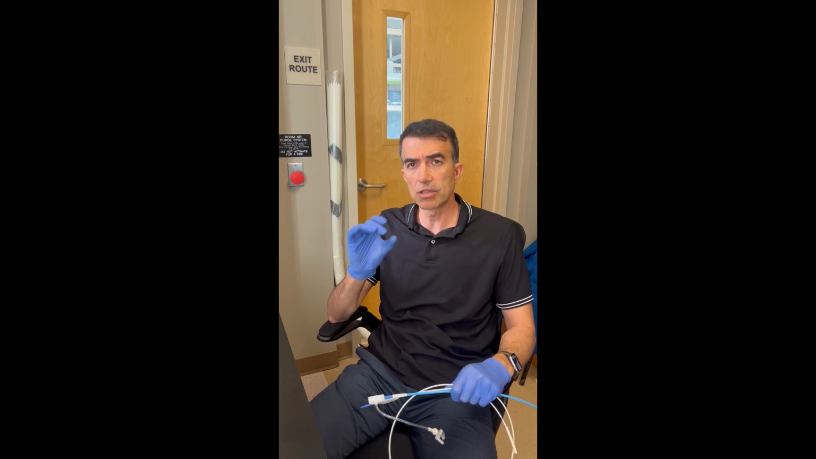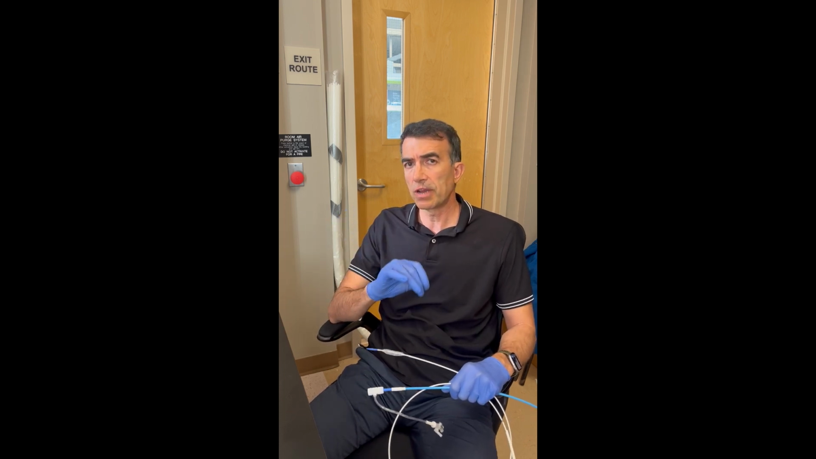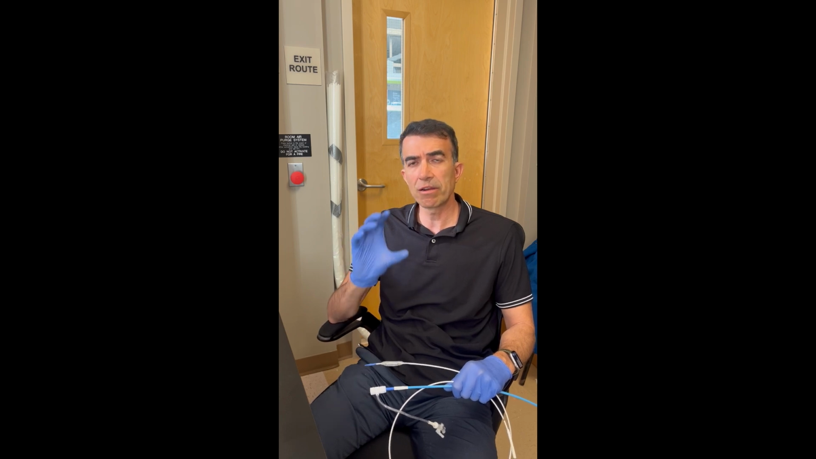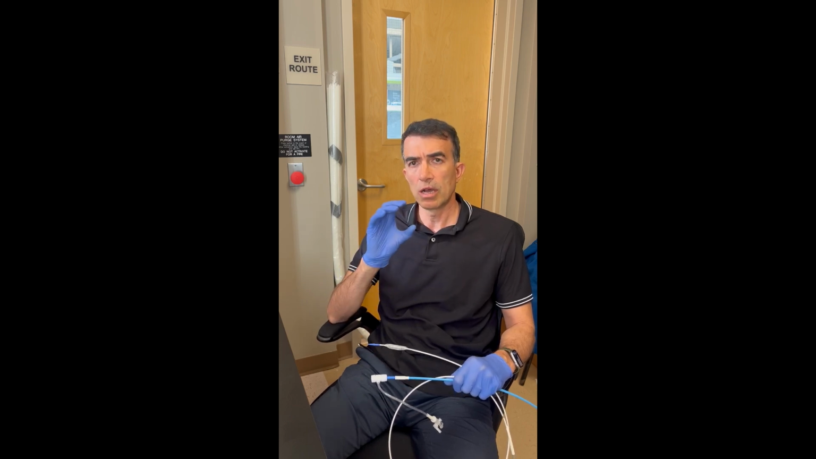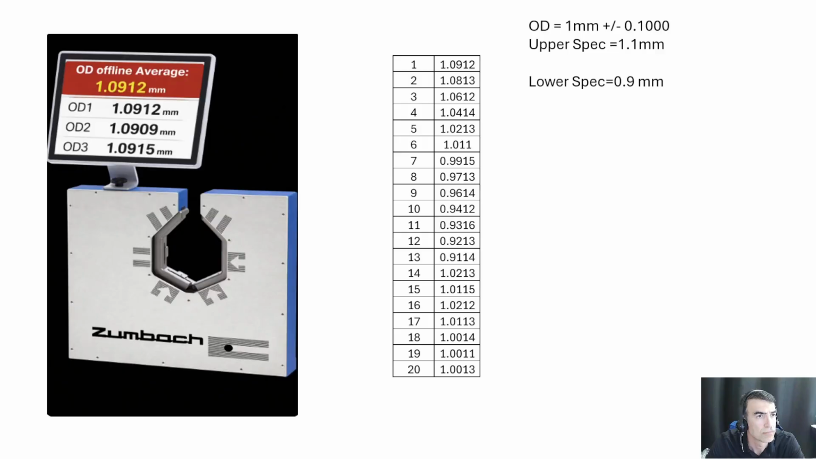We will look specifically at the outer diameter of the tubes. That is a critical dimension for us for the manufacturing of this catheter. We will look at the variation of outer diameter and how much this variation will impact our catheter manufacturing.